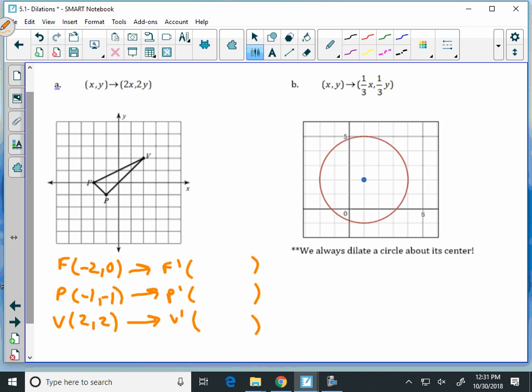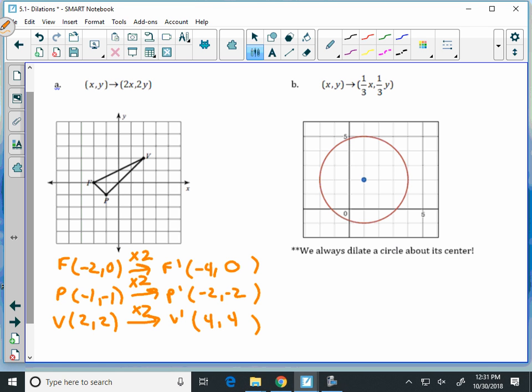Okay. Times them. Yeah, that's all you're doing. You just multiply. So you multiply this entire point by 2. So -2 times 2 is what? 0 times 2 is? -1 times 2 is what? So these are both going to be -2. 2 times 2 is 4. So these are both going to be 4. You multiply all the x's by 2, and you multiply all the y's by 2. And you're done. You just have to plot your new points.